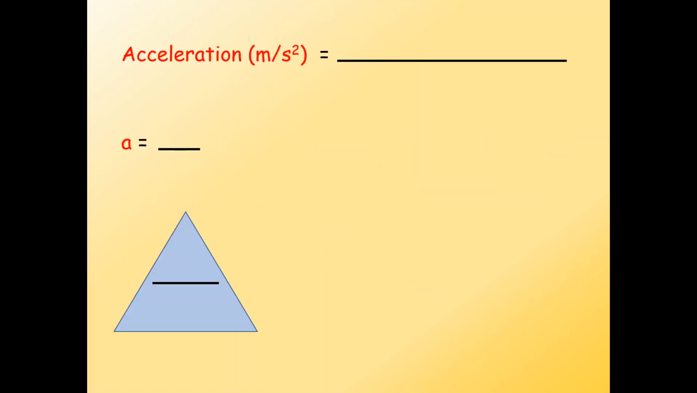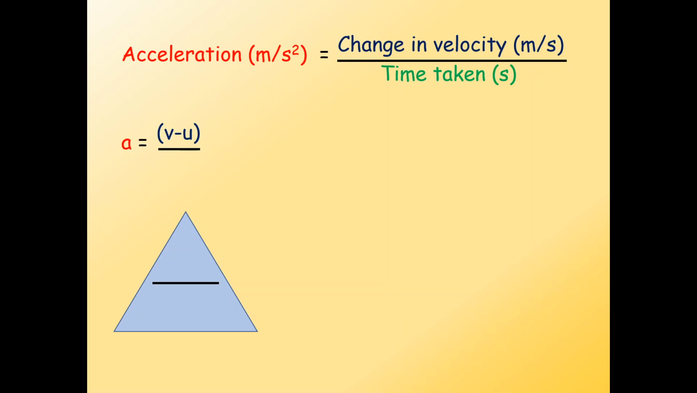Okay, so to calculate acceleration in meters per second squared, we take change in velocity in meters per second and divide that by time taken in seconds. This is also written as a = (v - u) / t, where a stands for acceleration, t stands for time, and this v minus u that's come into play: v is the final velocity, and u is the initial velocity. So obviously if you take the initial velocity from the final velocity, you have your change in velocity.